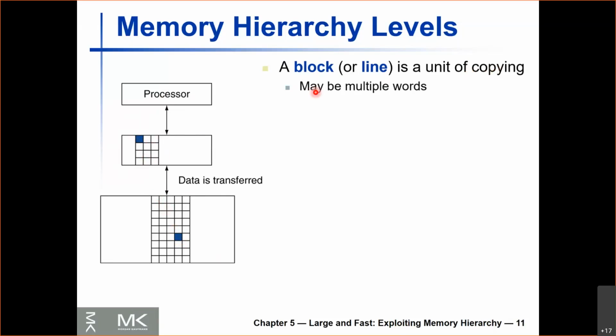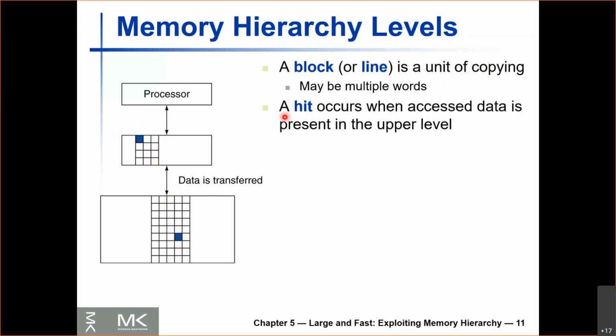And this may be multiple words, right? When a processor usually loads a byte or a word, instead of copying just one word or one byte from the higher level to the lower level, we usually copy multiple words. And this is based on this idea of spatial locality, because if we access a word, we're most likely going to access the word that's next to it. So we might as well copy multiple words. And we'll see this later. But for now, I just want you to be aware that a block might be multiple words.